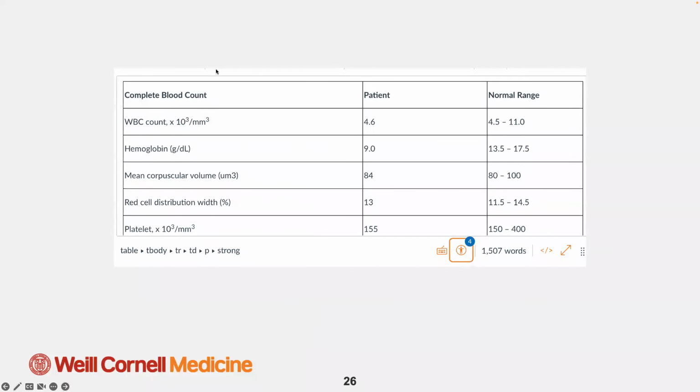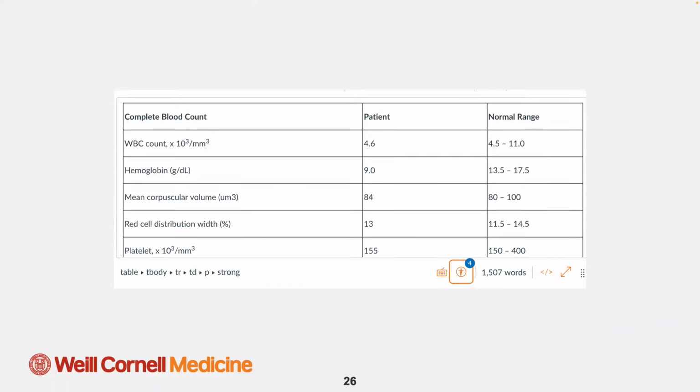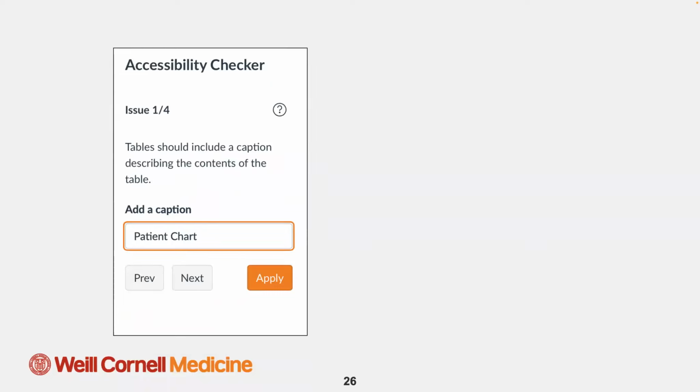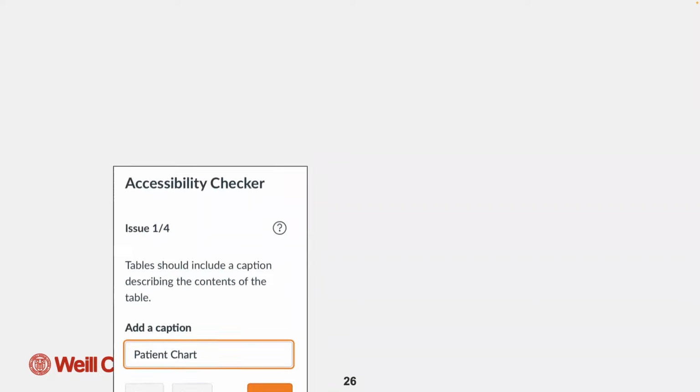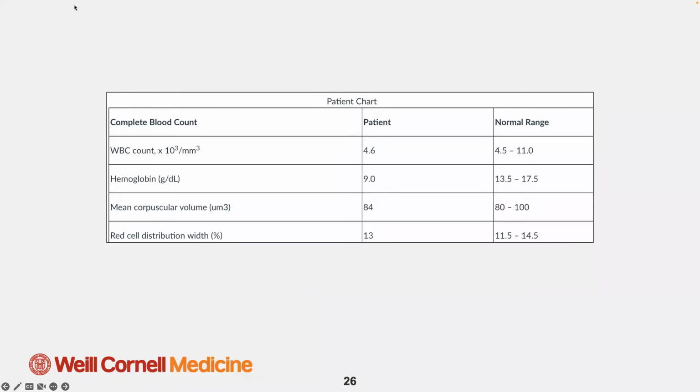In this example, you see there's no label, there's no title on this chart. If someone was to run a screen reader or need a little bit of help when going through this content, they would have a hard time because it's not labeled. They don't know what this information is referring to. After you go through that checker and you add the title in, it actually adds the patient chart title to that item within the page.